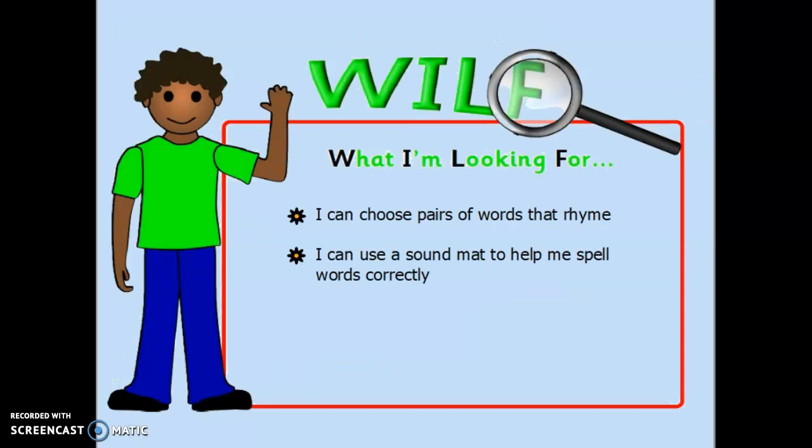So today, what I'm looking for is that you can choose pairs of words that rhyme, which we've already started practicing, and that you can use a sound mat to help you spell words correctly. And I've saved the sound mat for you on the website for today so that you can download a copy of that if you want to help you with spelling words and thinking about words that rhyme.